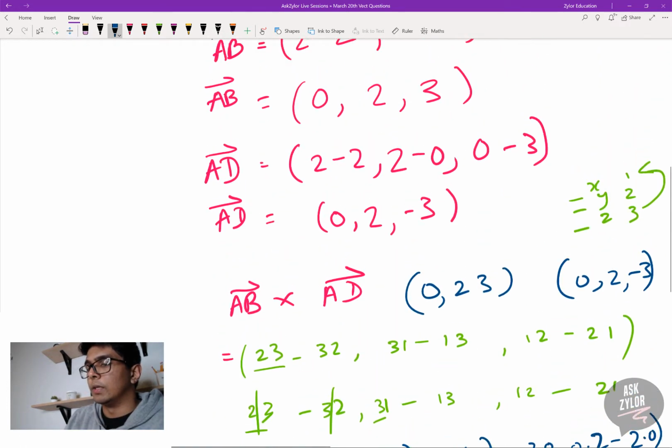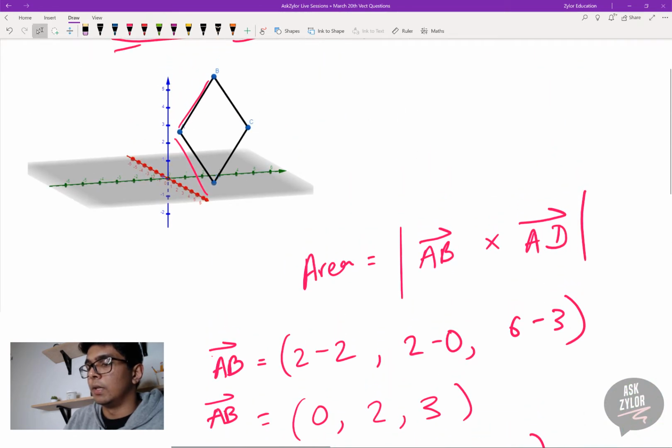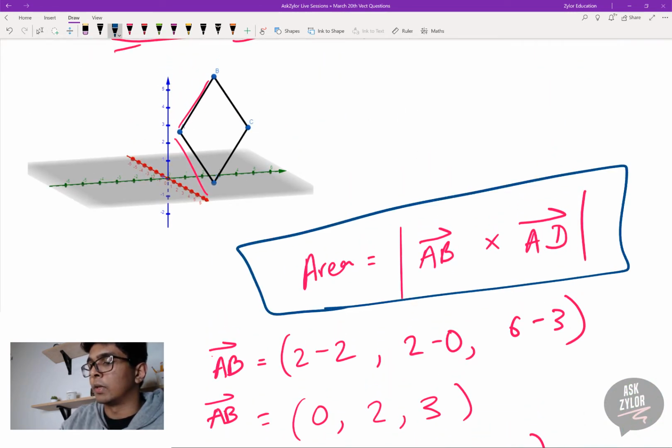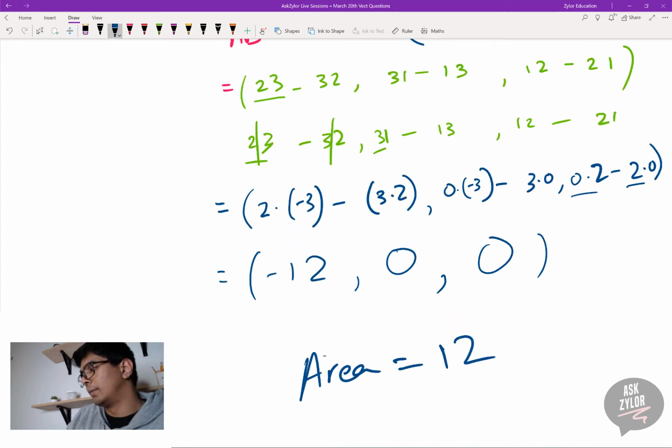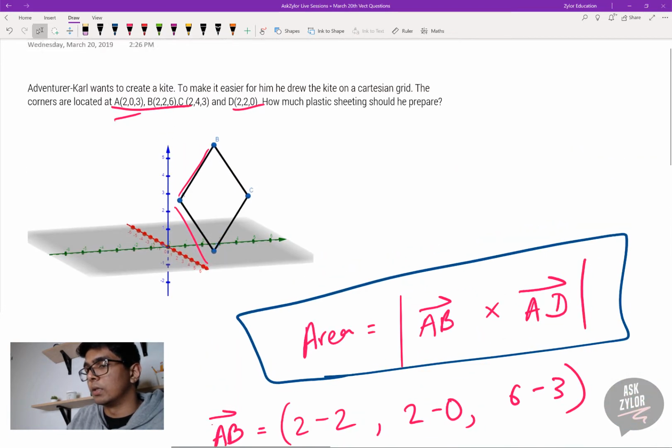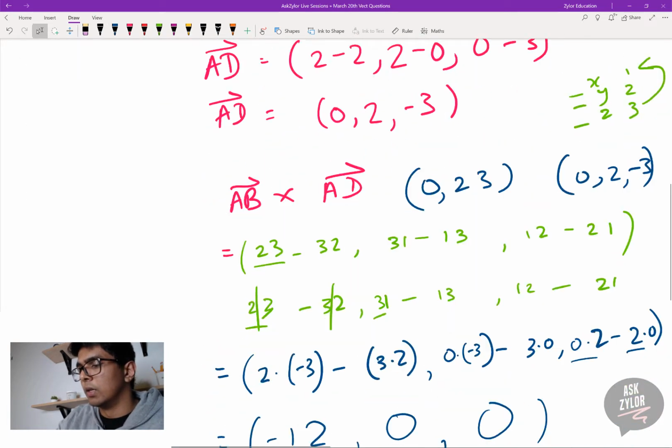So if we look back at our initial equation, it said area is the magnitude of this cross product, so I don't really care about the sign. I only have one value, so my area is going to be 12. It's going to be meters squared. We're just going to assume those are the units.